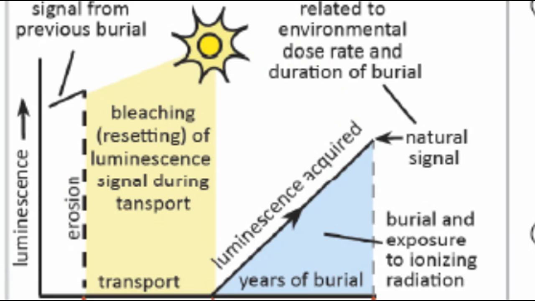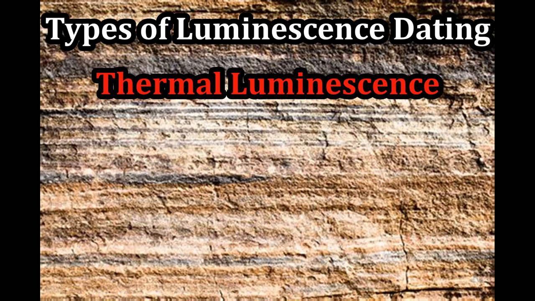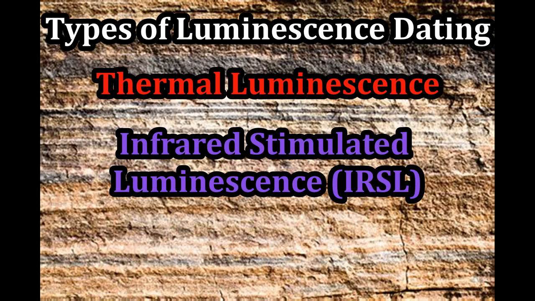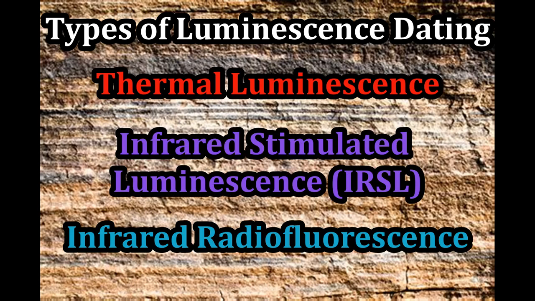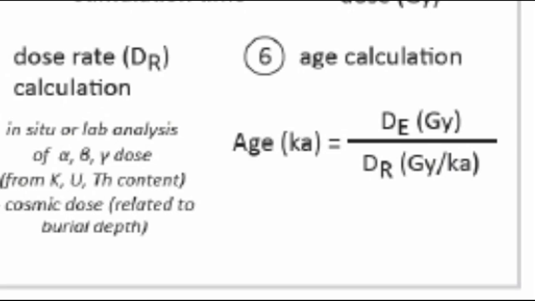This is the core of luminescence dating. The light that is released during electron-hole recombination directly correlates to the length of time that the crystal was buried. There are 4 types of luminescence dating: thermal luminescence, infrared stimulated luminescence, infrared radiofluorescence, and optically stimulated luminescence. Each method is used on different minerals and can measure different ranges of time. All methods of luminescence dating use the same calculation to determine the age of an object.